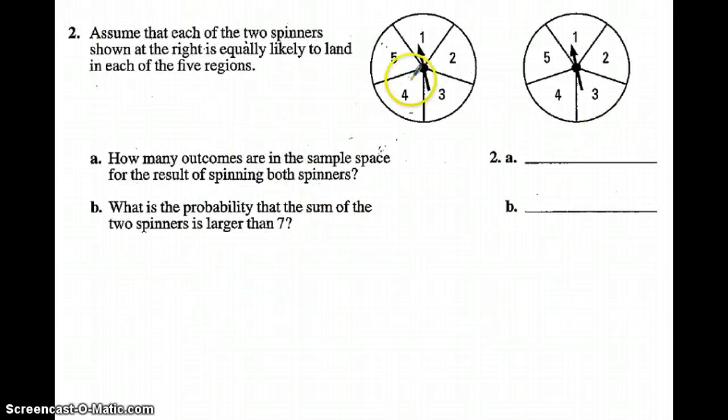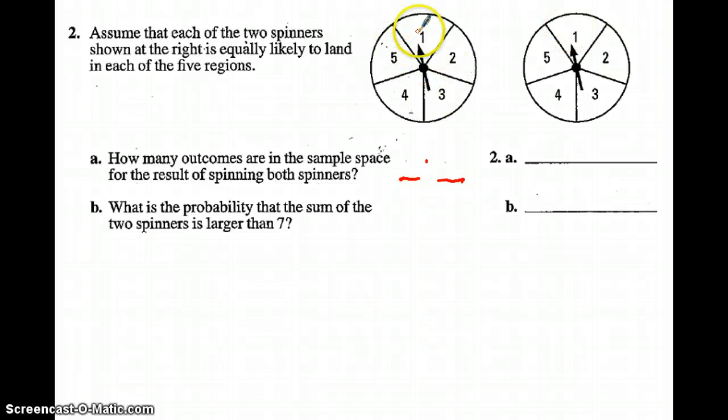Assuming that each one of these spinners is fair, how many outcomes are there in the sample space of the result of spinning both spinners? This is sort of like dice. I have spinner 1 and spinner 2. How many ways are there for the first spinner to turn out, and how many ways for the second spinner? With dice, we have 6 outcomes for the first one and 6 outcomes for the second one, and if you list them all, you get 36.